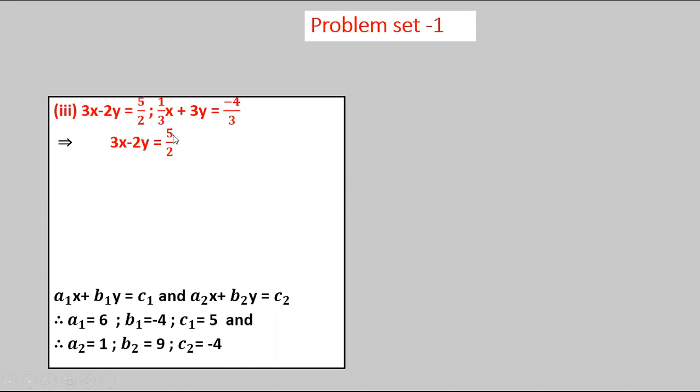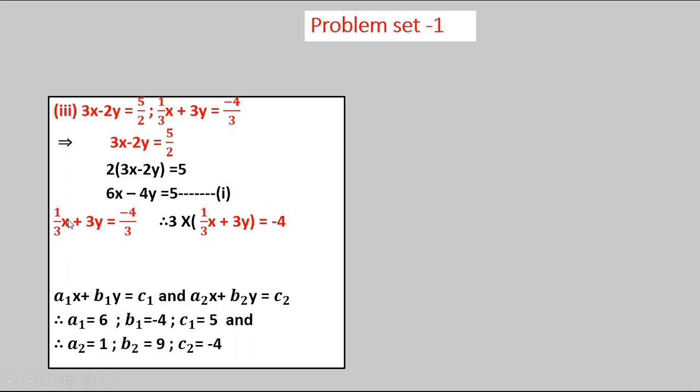On the RHS side, the denominator 2 goes down to the LHS side, then we get multiply. 2 multiply 3x minus 2y is equal to 5. 2 3s are 6, x minus 2 2s are 4y is equal to 5. This is equation number 1. And the second equation is 1 upon 3x plus 3y is equal to minus 4 upon 3.